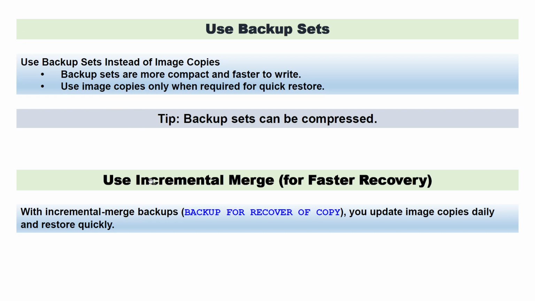So what you can do, you can use the incremental merge for the image copy. So you can use it with incremental merge backup: backup for recover of copy database. What this particular command will do is actually merge, so your copy backup will always be up to the latest point. So let's say you want to recover your database, and when you say backup for recover of copy, you actually update your image copies and restore becomes much faster. So use incremental merge for faster recovery with this image copy backup.